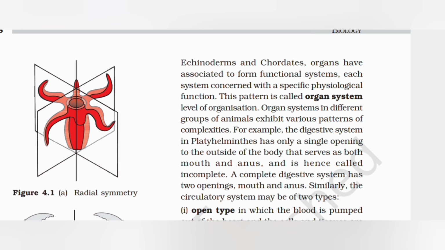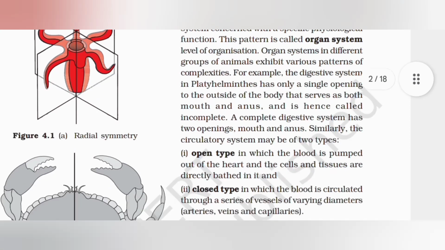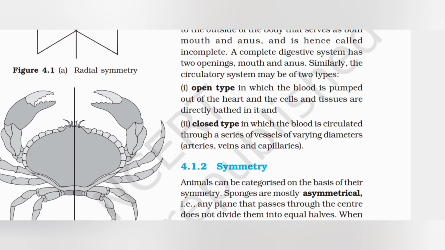For example, the digestive system in Platyhelminthes has only a single opening to the outside of the body that serves as both mouth and anus and is hence called incomplete. A complete digestive system has two openings, mouth and anus. Similarly, the circulatory system may be of two types. Open type, in which the blood is pumped out of the heart and the cells and tissues are directly bathed in it, and second, closed type, in which the blood is circulated through a series of vessels of varying diameter (arteries, veins and capillaries).